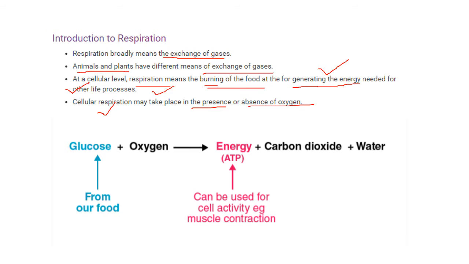So generally when the glucose, that is the food that enters our cell, is in the presence of oxygen, what does it generate? It generates the energy, carbon dioxide and water. And energy is stored in the form of ATP, adenosine triphosphate, and this can be used for the cell activity, for example muscle contraction, and there are other activities too.